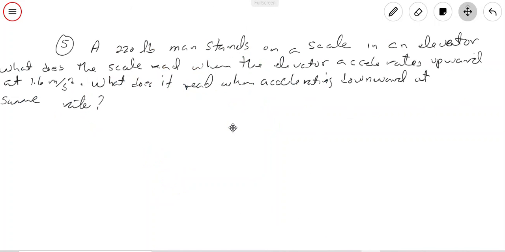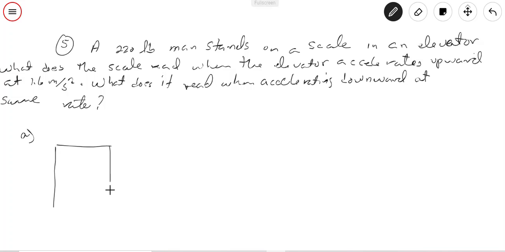In my next problem, I have a 220 pounds man that is standing on the scale in an elevator. So they say, what does the scale read when the elevator accelerates upward at 1.6 meters per square second? What does it read when it's accelerating downward at the same rate? So let us see what happens with what we call the apparent weight when you are in an elevator. So the first case is when the elevator is moving upward.